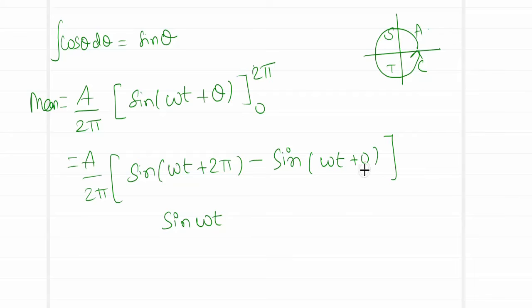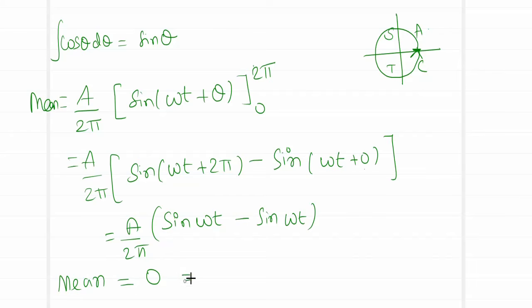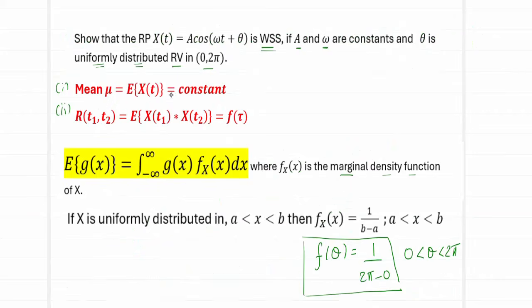Now considering the second term, 0. What is 0? 0 is the starting point. So it has not moved at all, and hence what we have over here is simply sine omega t. So I have sine omega t minus sine omega t, times A over 2 pi. So this leads me to the value of 0. So what we have finally achieved is that the mean is 0, and this is nothing but a constant. So what we have proved for the WSS process is the first point: the mean, which is the expected value of x of t, is a constant.